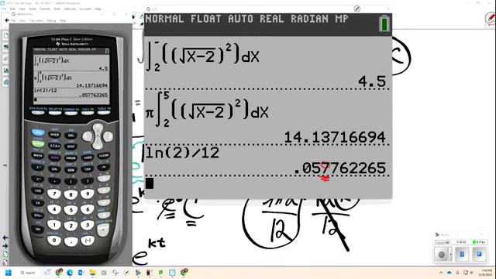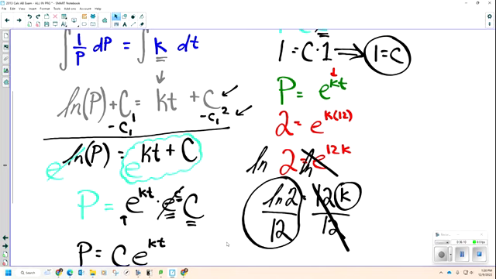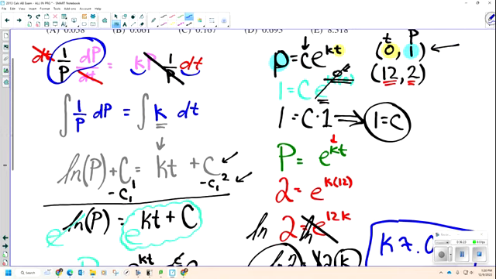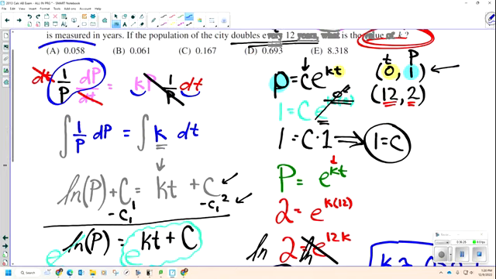This will go up to an 8 because the number after it is 5 or bigger. Okay, 0.058. So k is approximately 0.058. Let's look at our answers. Man, I told you this was like a free response question. 0.058, that's choice A. There you go.